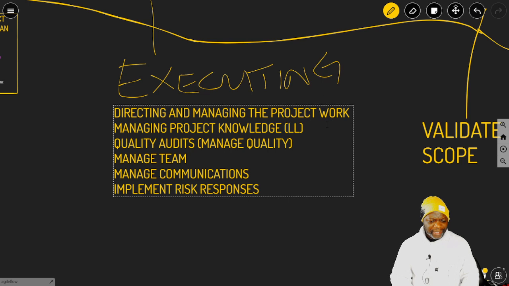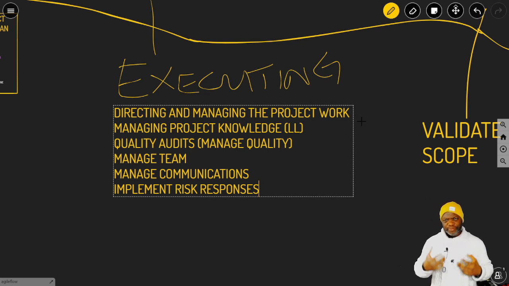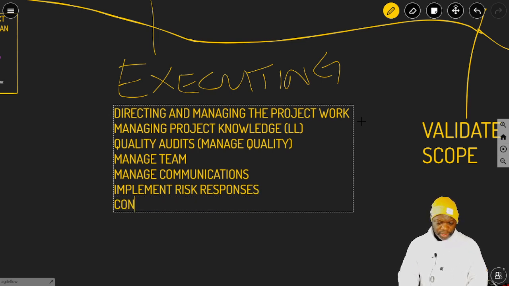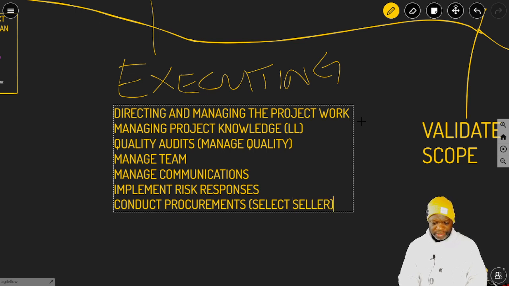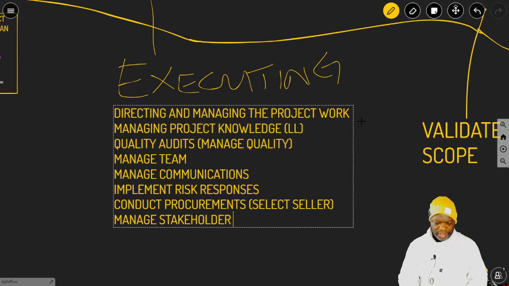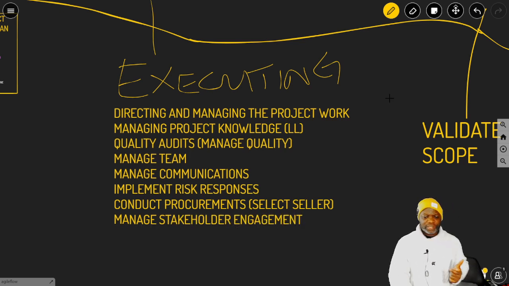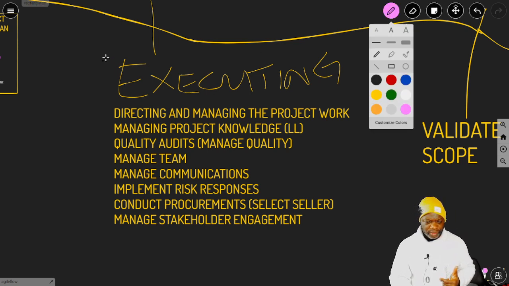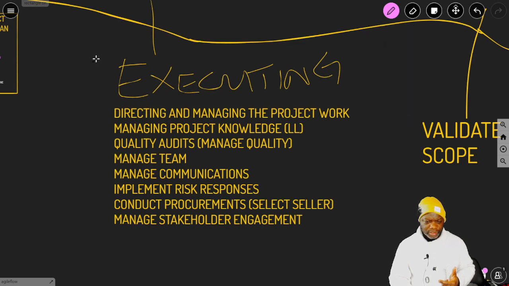So as part of planning, we would have come out with responses for the risks that we're encountering. You would implement those responses. You would also, as part of executing, conduct procurements. The big thing here is you're going to select a seller or sellers, depending. And last but not least, we manage our stakeholder engagement. What this means is we are engaging proactively with our stakeholders. This is what happens in executing.